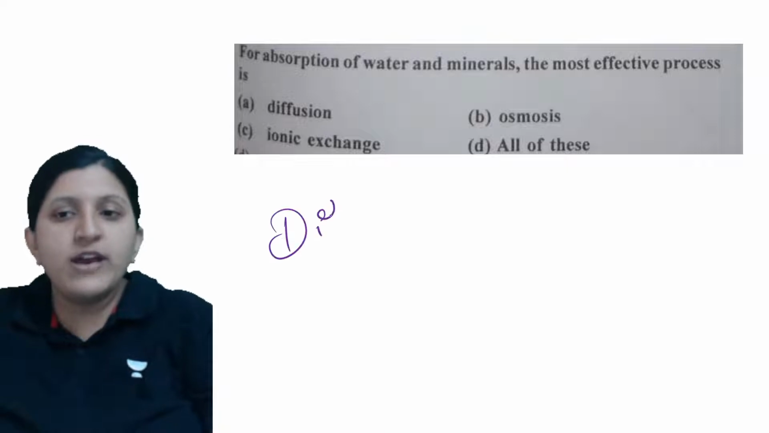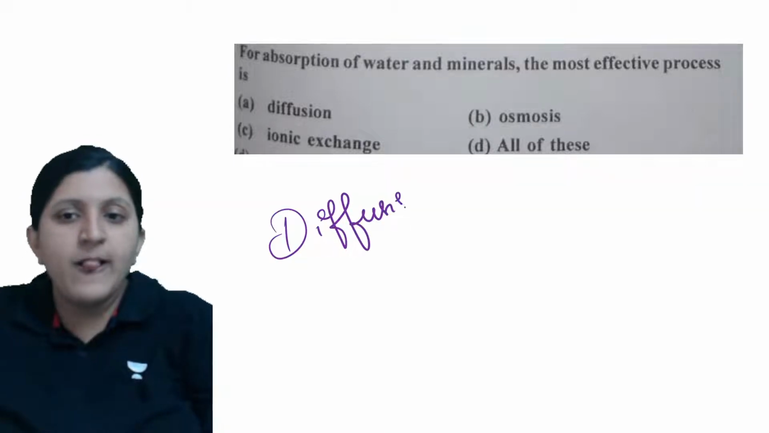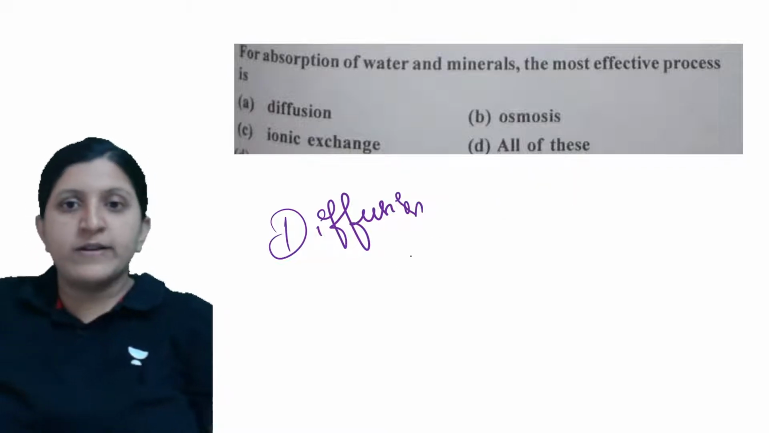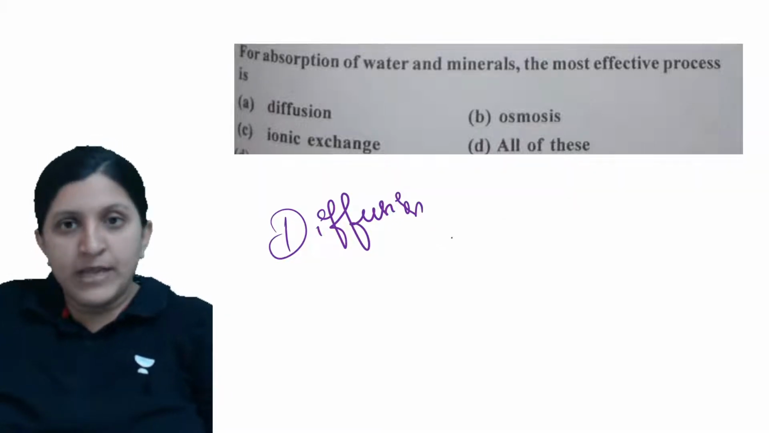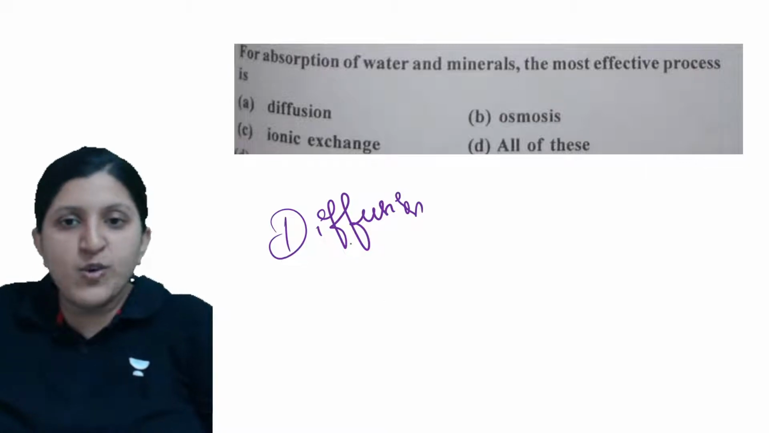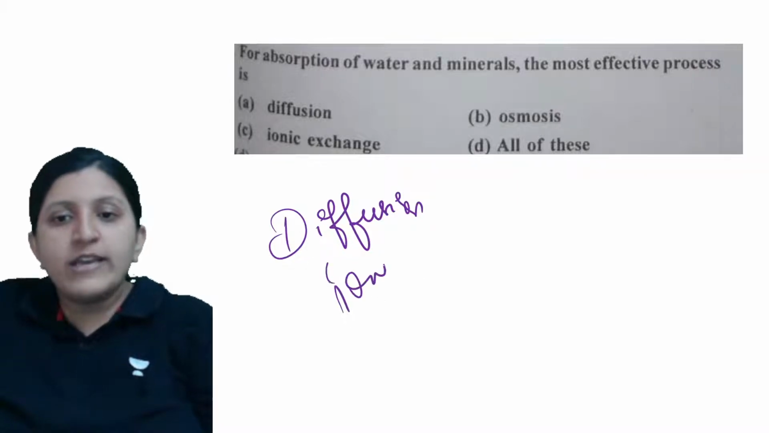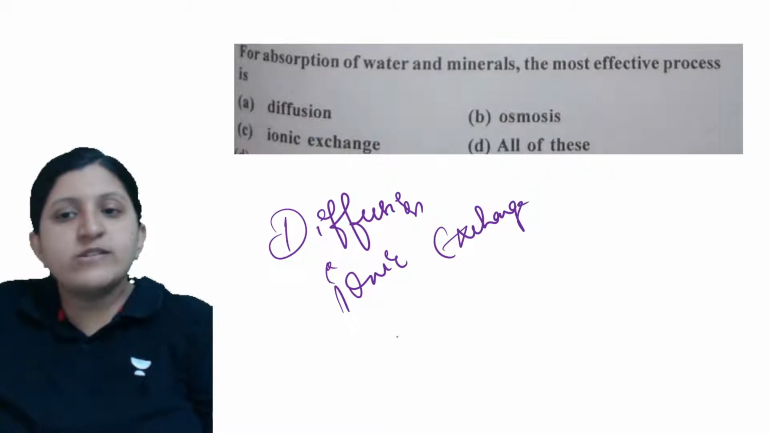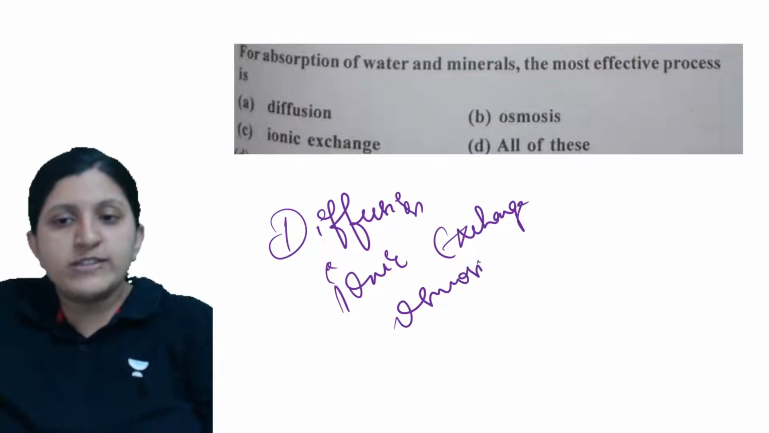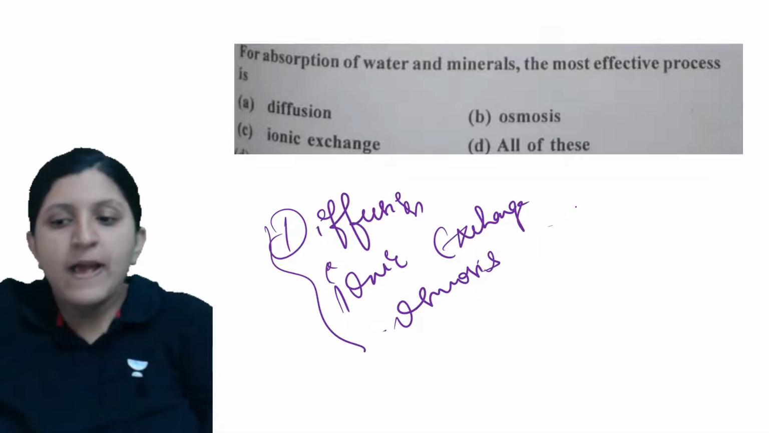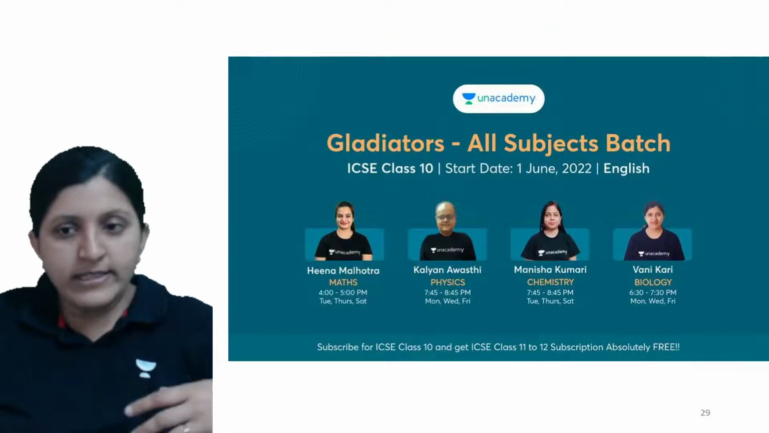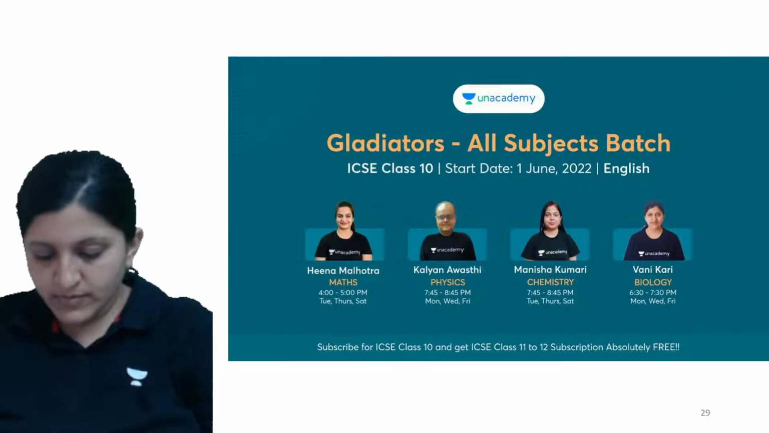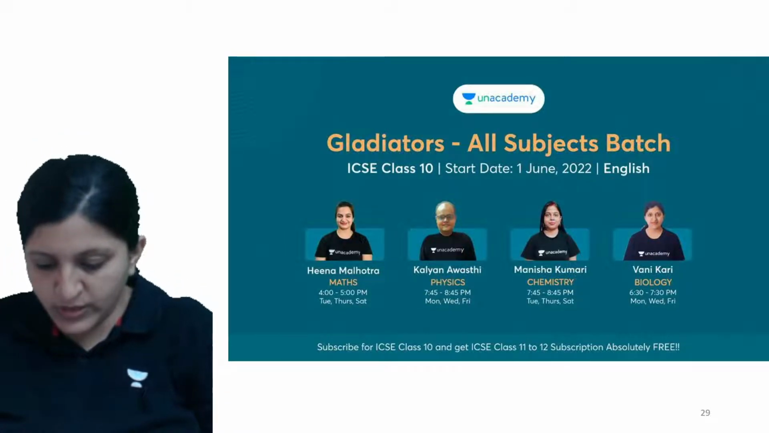So diffusion occurs there, and osmosis occurs, and ionic exchange also occurs, to take in the minerals. In that case, active transport also has to occur, so ionic exchange is important, and osmosis is also important. So all three processes are required here. Any doubt, any of you?